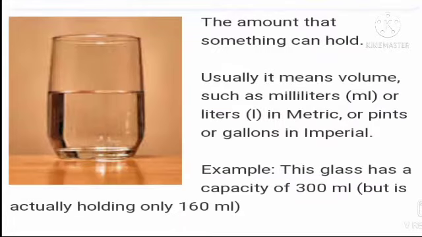Children, now let us see measurements of capacity. The amount that something can hold. Usually it means volume, such as milliliters. It can be written in short as ml, or liters, L in metric, or pints or gallons in imperial. Example, this glass has a capacity of 300 ml, but it is actually holding only 160 ml.